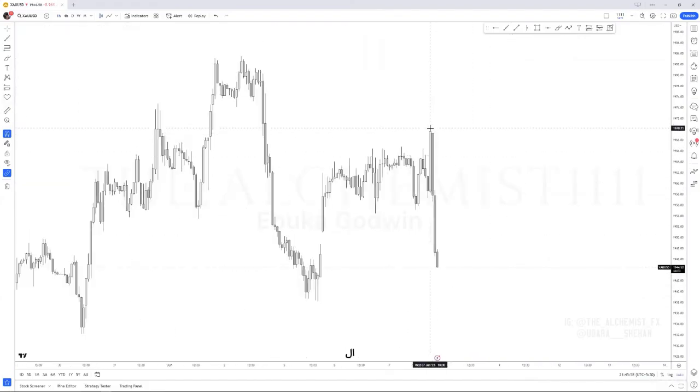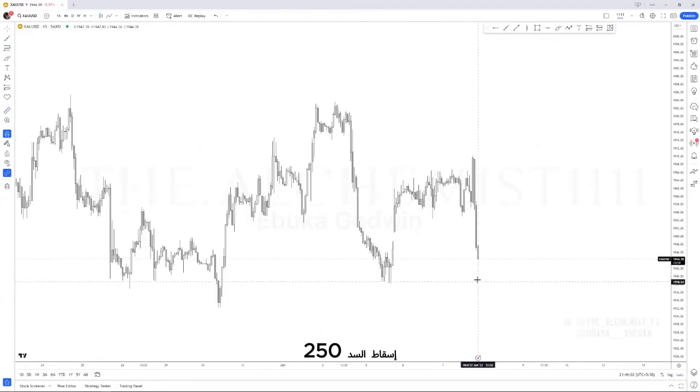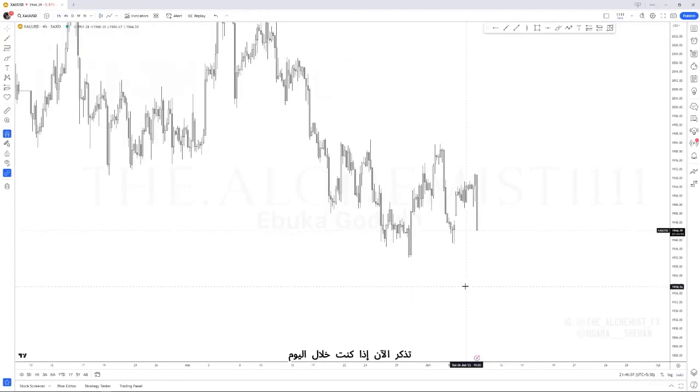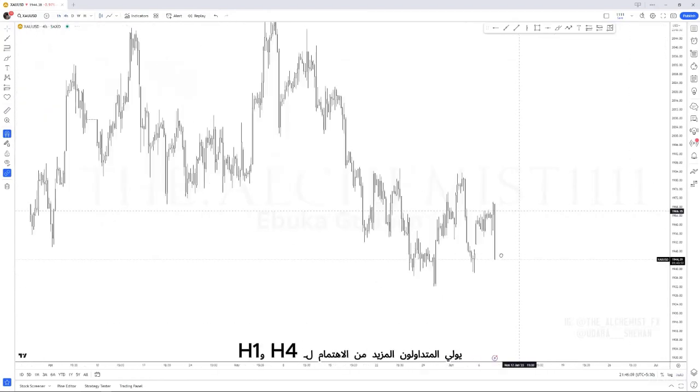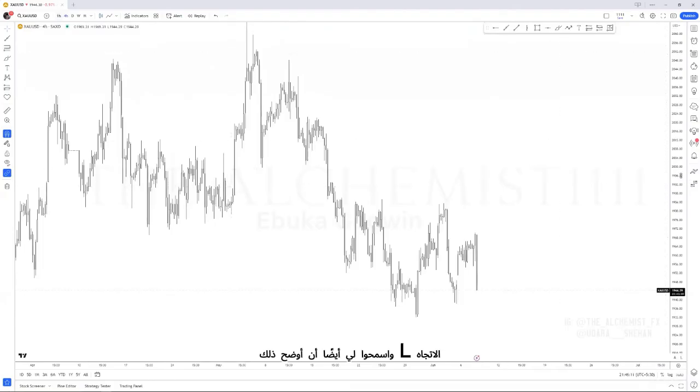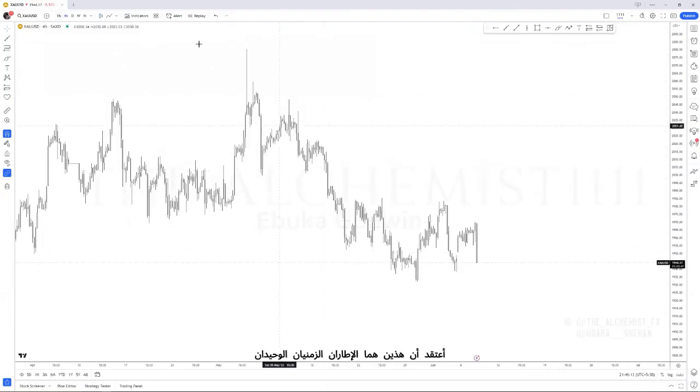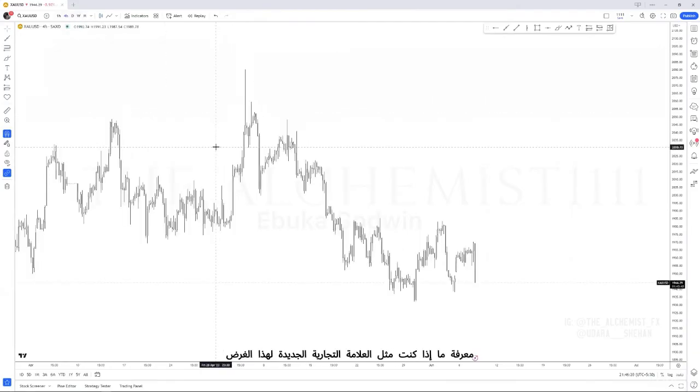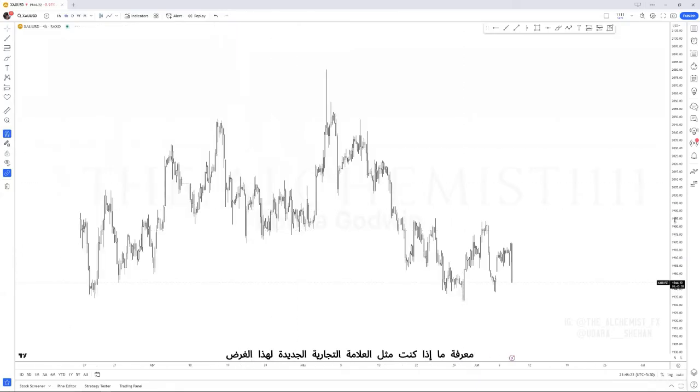Oh, look at the drop. Yeah, 250. Perfect. Okay, so remember, since you are intraday traders, pay more attention to H4 and H1 trend lines. And let me make it clear, when I say pay more attention, don't think these are the only two time frames. It could be on higher time frames, but since you're starting, I don't know if you are brand new to this SNR thing.